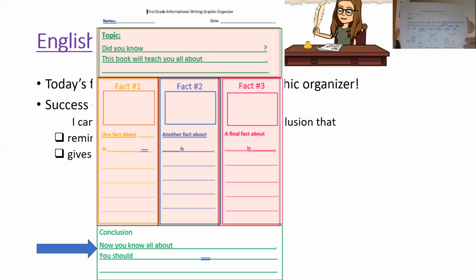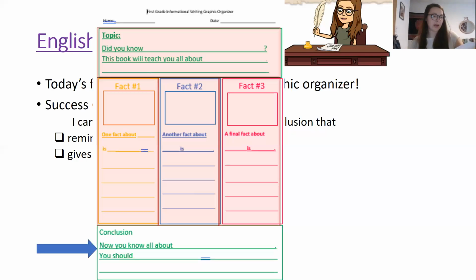I know this because I have my introduction, fact 1, fact 2, and fact 3 already all filled out. So that tells me it's time for me to write my conclusion. If you don't have all of your facts written out, that could be another job that you do today so that you can get ready to write your conclusion. I'm going to use the sentence stems at the bottom of my page.